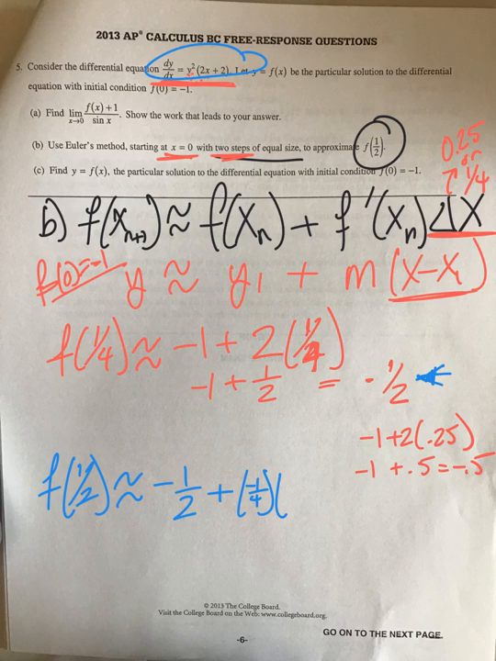2 times a fourth is a half, and then a half plus 2. Sorry, 2 times a fourth is 1. So I'm being dumb. No, that's a half. Yeah, that's still a half. Plus 2, and then times my delta x, which is also a fourth. All right, so let's simplify all this craziness.